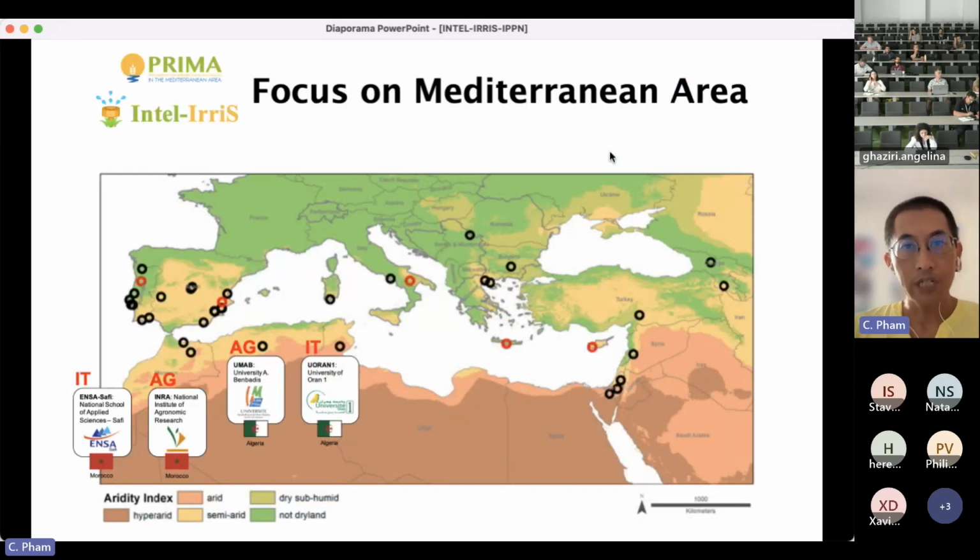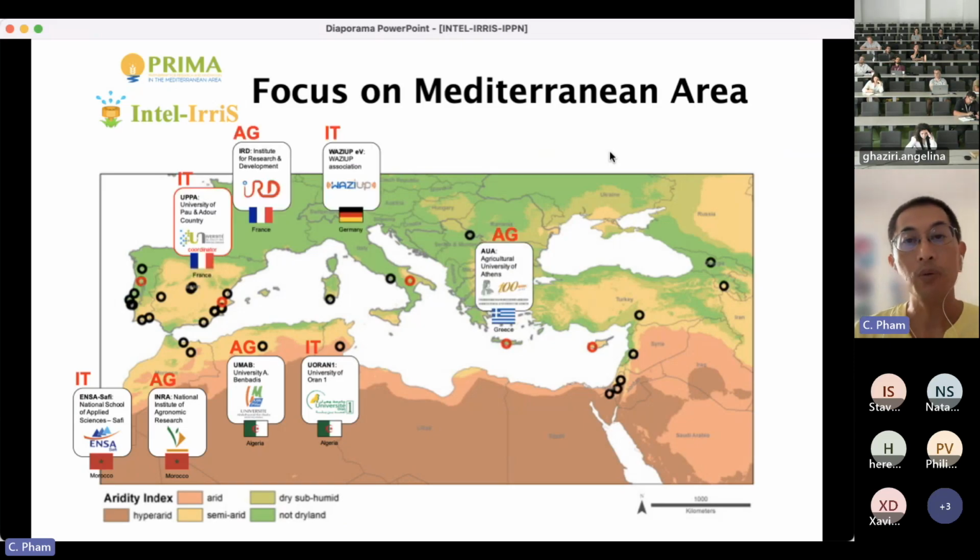This project is more focused on the Mediterranean area. It's a collaborative project with 2 Moroccan partners and 2 Algerian partners. And of course, we are a number of European countries also. We have 2 partners in France, 1 partner in Germany, and 1 partner in Greece.